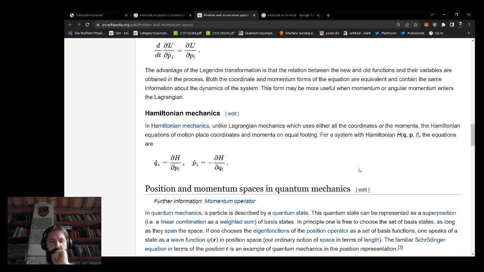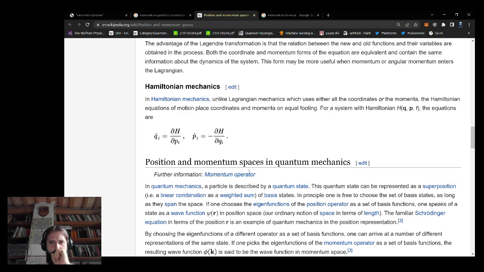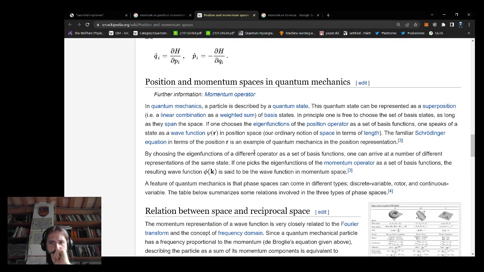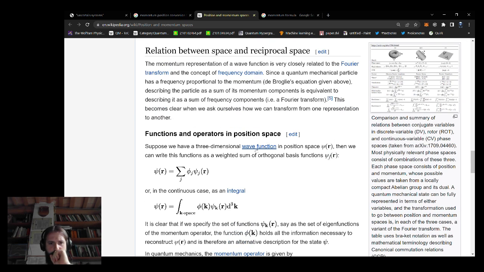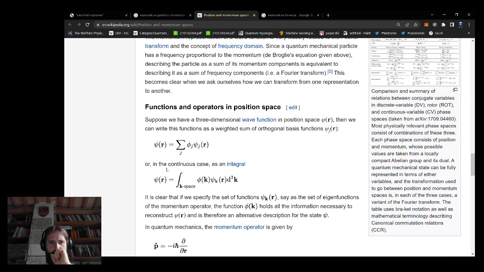Hamiltonian mechanics. It is essentially velocity, right? I think in quantum mechanics, as an integral. So suppose we have a three-dimensional wave function in position space.